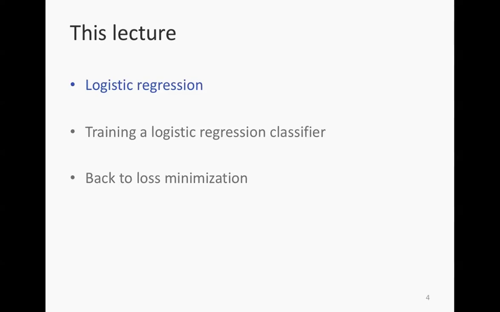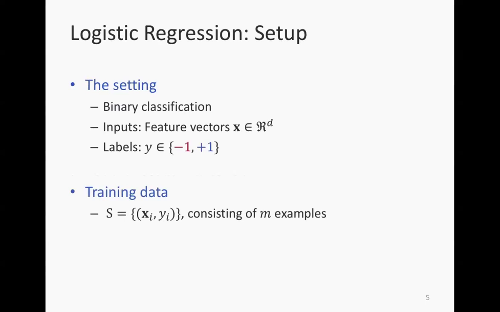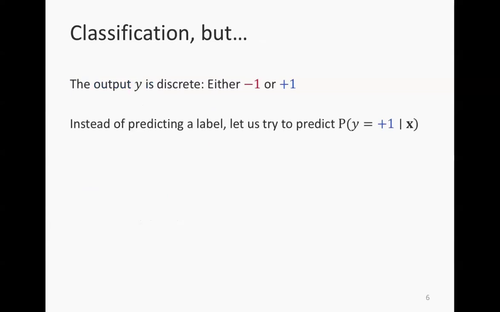Let's look at logistic regression. Despite the name saying regression, we are working on the task of binary classification. The input is the same thing that we had for perceptron and SVM and all those cases. We have features which are d-dimensional vectors. I'll call them X. And our labels are +1 or -1. We assume that we are given a training set consisting of labeled examples. So we are still operating in the supervised setting. So the X is a vector and the Y is a -1 or a 1. The output Y is discrete.